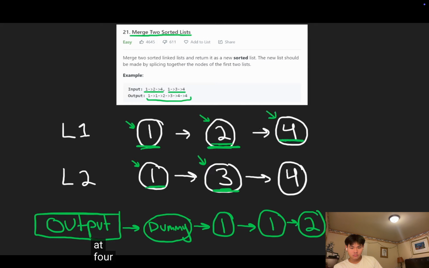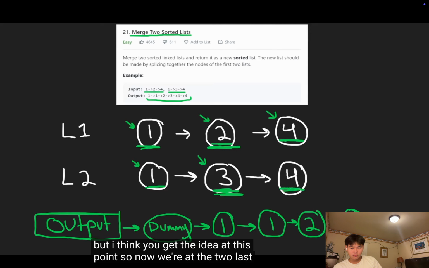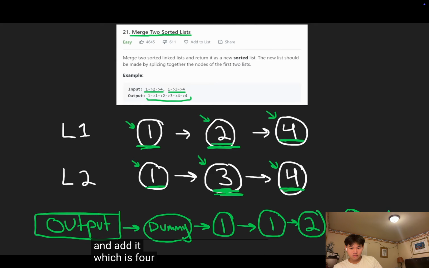So now we're at 4 and 3. Which one of them is smaller? Of course, 3, which is the value in list 2. I'm running out of space, but I think you get the idea at this point. So now we're at the two last values from each list. We'll just take the value from list 1 and add it, which is 4. They're both the same, so it doesn't matter.